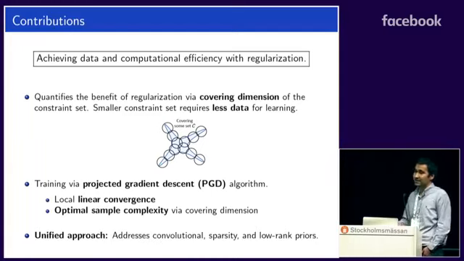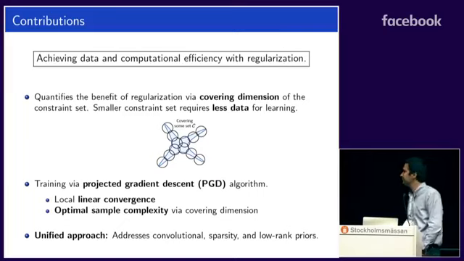And a desirable aspect of our results is that they are agnostic. We don't really care about what kind of constraint we are using. It can apply to convolutional constraints or sparsity and low-rank priors.